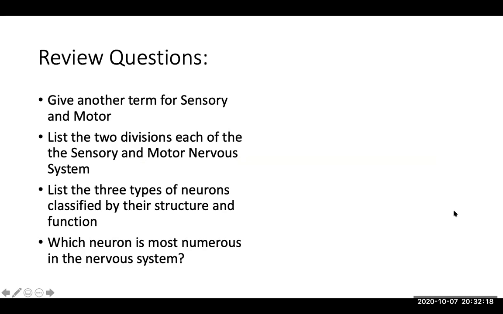So here are some review questions. Another term for the sensory nervous system is the afferent, and motor nervous system is the efferent. List the two divisions, each of the sensory and motor nervous system, and you can go back to those first couple charts that we went over previously that listed the complete functional divisions of the two. List the three types of neurons classified by their structure and function, whether it was the unipolar, bipolar, or multipolar, and which neuron is most numerous in the nervous system, and that was the multipolar neuron.